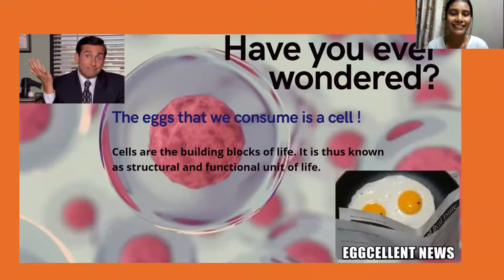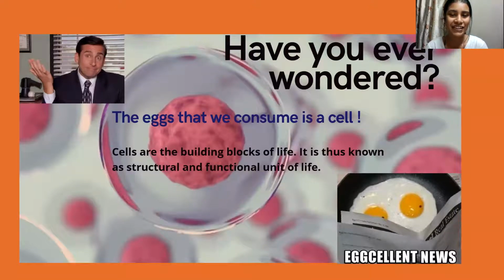So coming back, it is an excellent example that an egg is a real life example, where the yolk that we have is a nucleus and the white part of the egg is the cytoplasm of the cell.